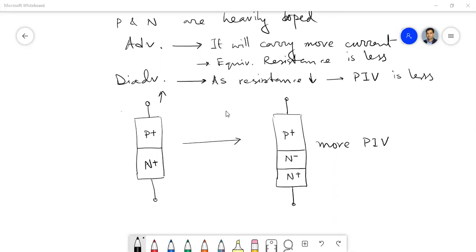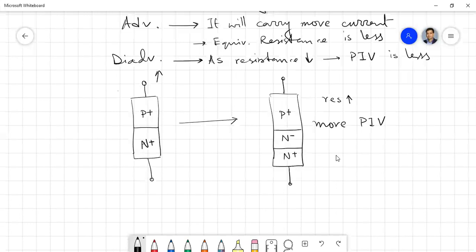Okay, so this is the modification we incorporate in the power diode so that we can get a little bit higher resistance and thereby a little bit higher PIV. So here the resistance is also higher, with a little bit higher PIV. Okay, so one more advantage we have in this, though it is not a practical one.